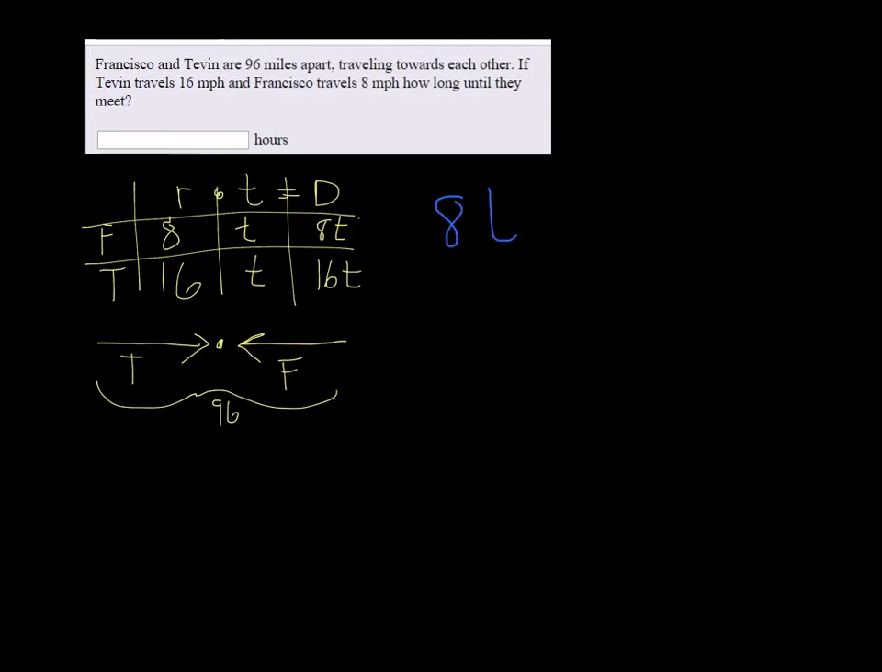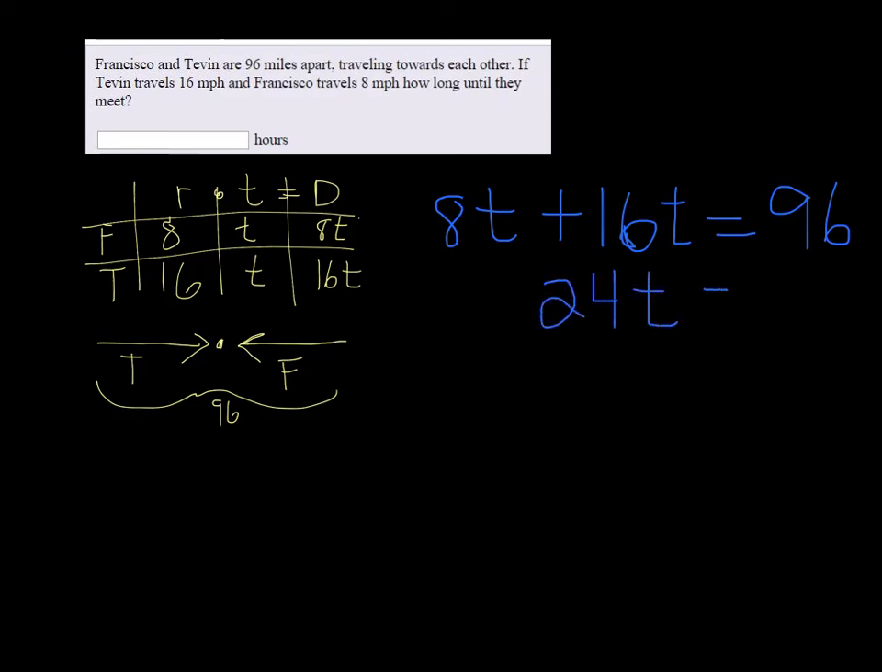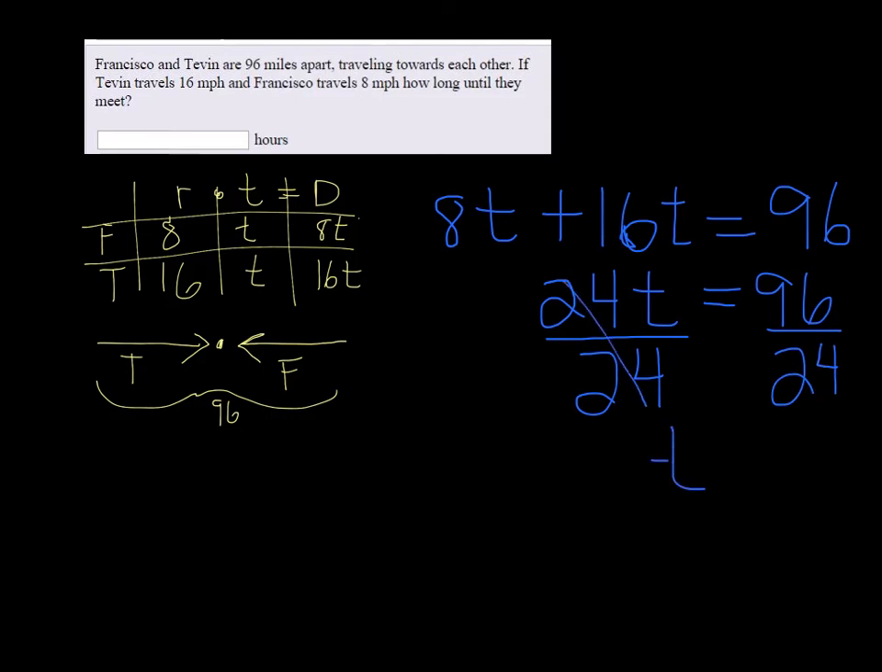So we take the distance of Francisco, which is 8t, add that to the distance of Tevin, and the total would equal 96. Combining like terms, that's 24t equals 96. Divide both sides by 24, and t equals 4. So the answer is 4.